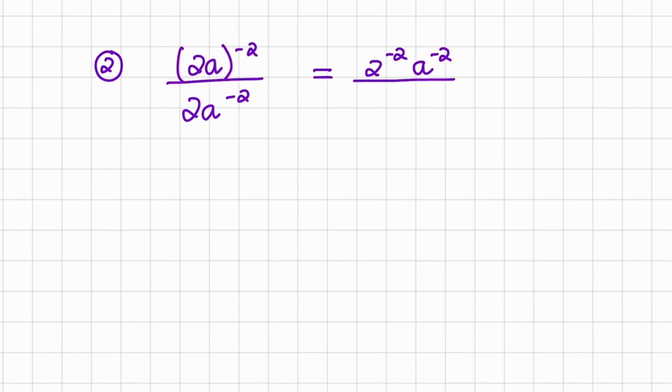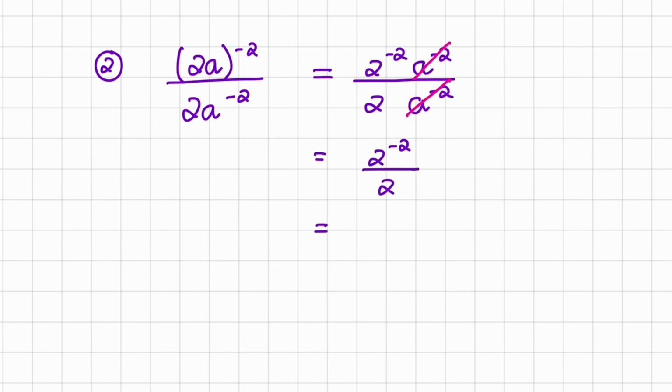In the denominator, we have 2a to the power of negative 2. Now I notice I have two sets of a to the power of negative 2, so they can cancel out. So I'm left with 2 to the power of negative 2 over 2.